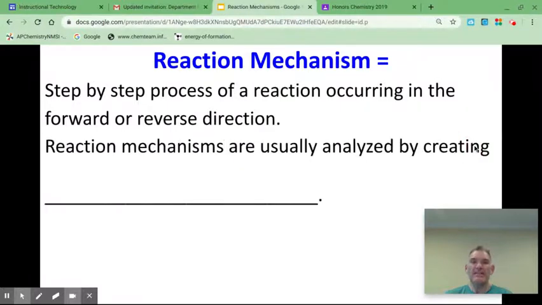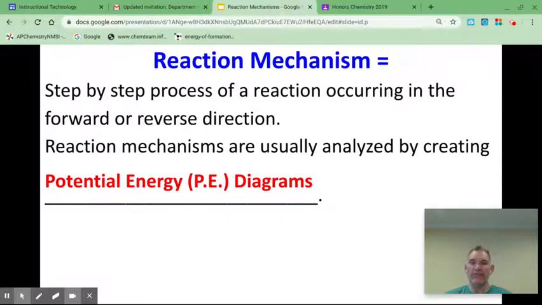Now, when this occurs, we need to analyze how this reaction takes place. And in reaction mechanisms, we use and create a potential energy diagram. Now, the reason why it's a potential energy diagram is we already learned in order to have an effective collision, you need enough energy in the right orientation.